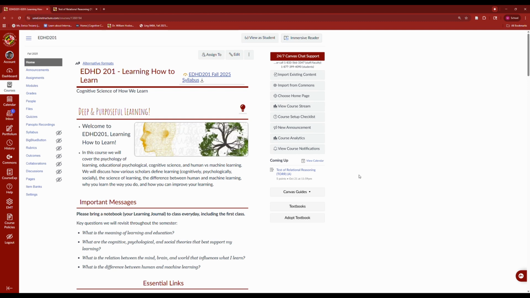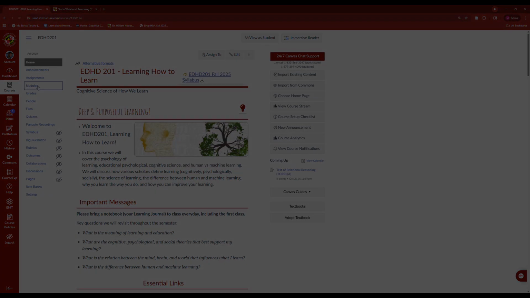Hey everybody, today's lecture should be fairly straightforward. We only have to do two different activities. The first is to finish up describing the dimensions for the problems that we did in the thought experiment, and the second part is taking the test of relational reasoning. So to get started, let's go to the modules.